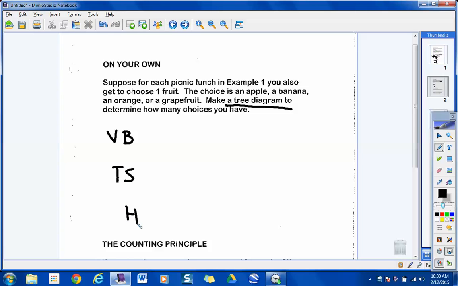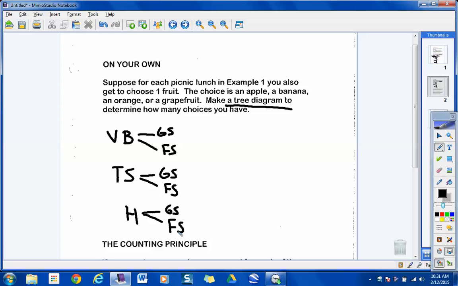Is it always veggie burger? Well, that's because we're going right off the last example here. So now we're getting a chance to choose a sandwich, a salad, and a fruit. Just like in the previous problem, off of the sandwiches we had either a garden salad or a fruit salad. If we chose tuna sandwich or a hamburger, we still had a garden salad or fruit salad option. Do all y'all agree with that?